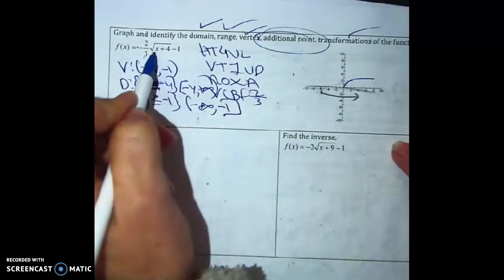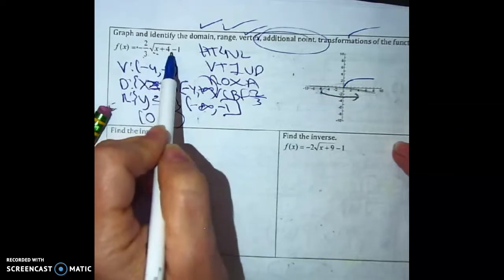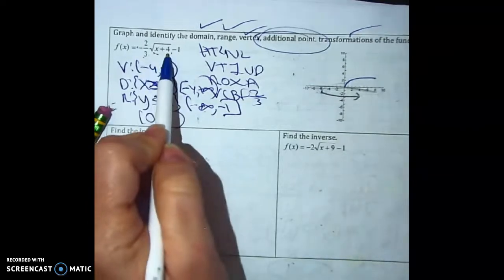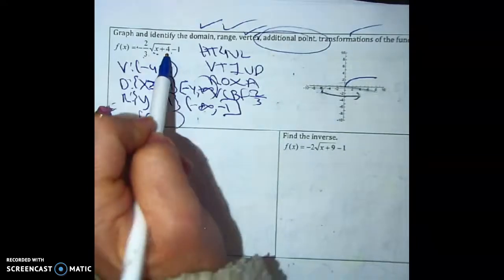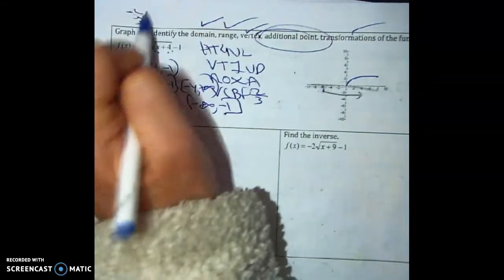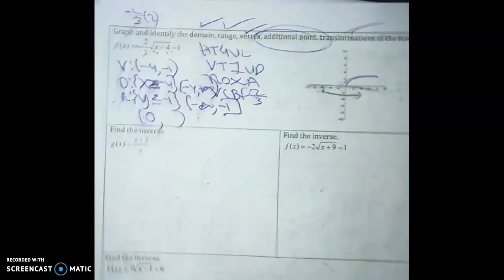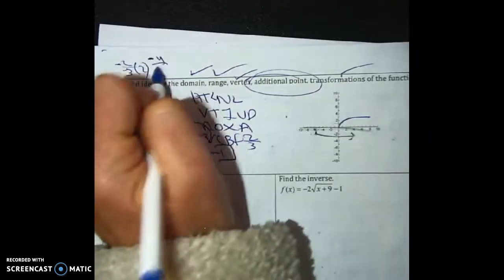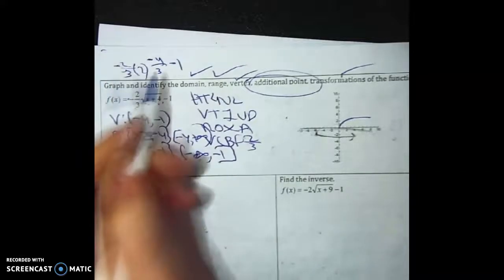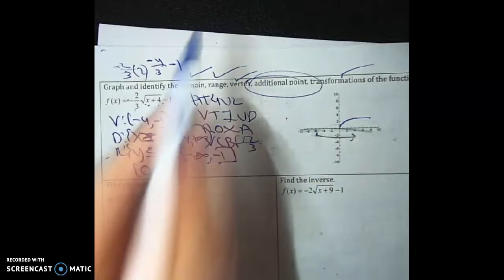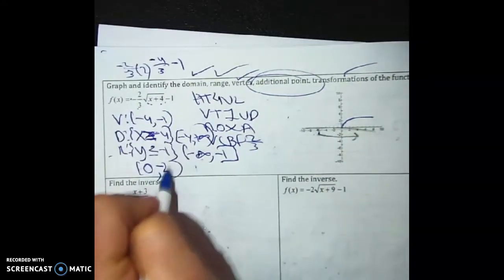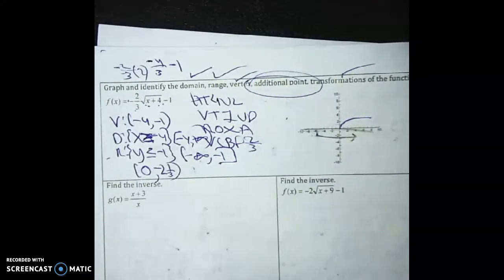So I can pick 0, because 0 plus 4 is 4. The square root of 4 is 2, but now I'm crazy because now I'm going -2/3 times 2. But I can do that because I'm good at it. So I get -4/3 minus 1. -4/3 is -1 1/3. So -1 1/3 minus 1 is -2 1/3. Now some of you went, what?